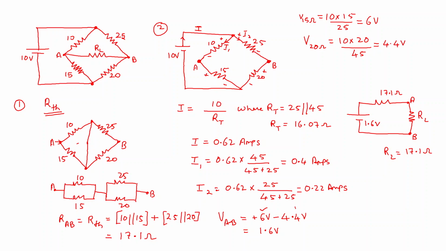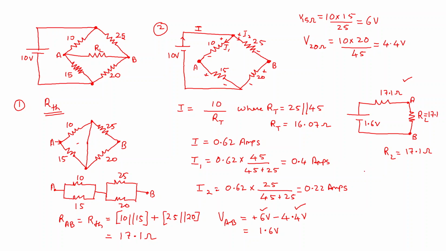So same, okay. So either you can use the voltage division rule to find the voltage across 15 and 20, or you can find current and then multiply current with resistor to find the voltage drop across 15 ohms and 20 ohms. So this is the final Thevenin's equivalent, where we have used maximum power transfer to find the value of the load resistance. The load resistance value is equal to the source resistance or the Thevenin's resistance, 17.1 ohms.